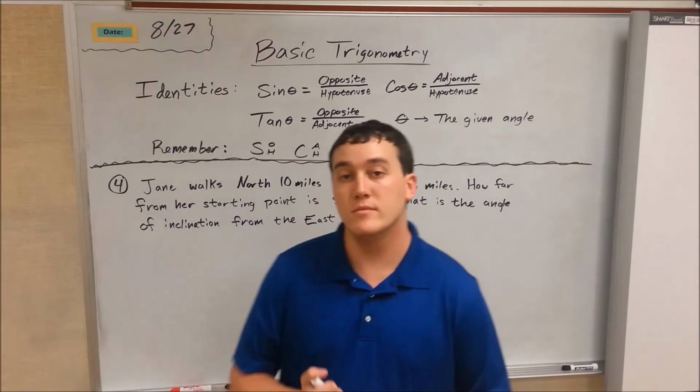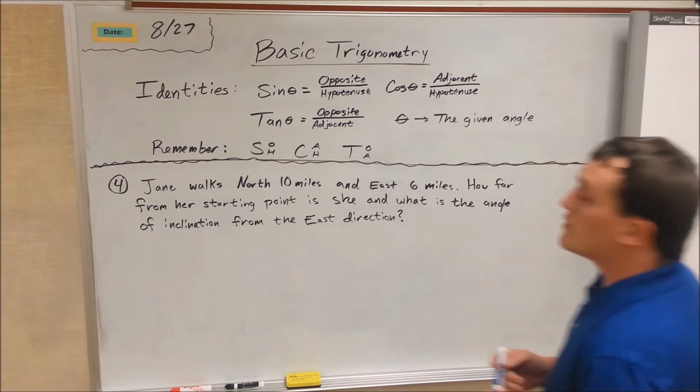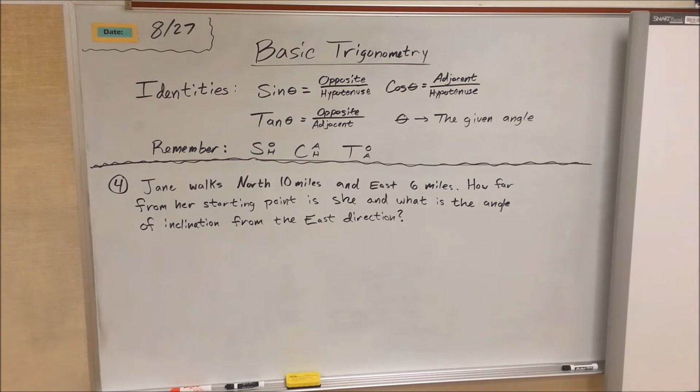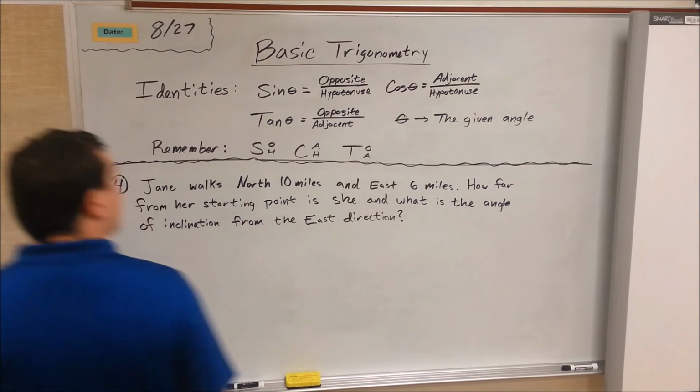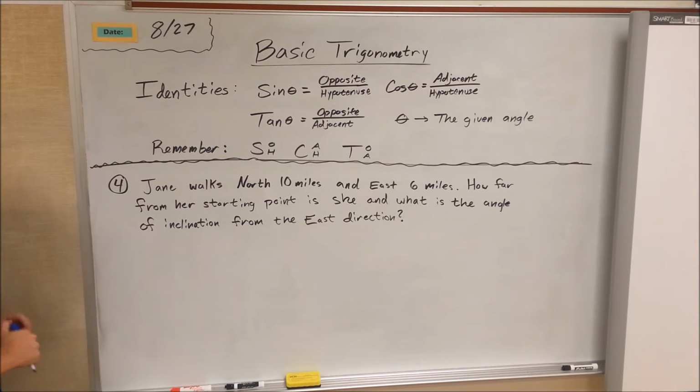Okay, next problem is a word problem. Jane walks north 10 miles and east 6 miles. How far from her starting point is she? And what is the angle of inclination from the east direction? Alright, so first we should probably draw a triangle.